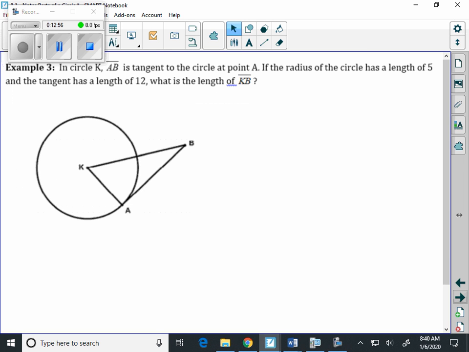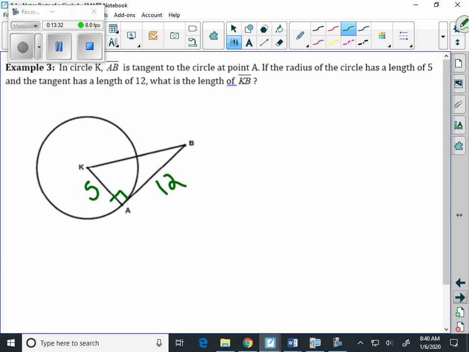So when we look at an example here, in circle K, segment AB is tangent to the circle at point A. And again, from what we were just talking about, we've got a good picture. That means that that's a right angle right there. If the radius of the circle has a length of 5, so this is a length of 5, and the tangent has a length of 12, so that's our segment AB.